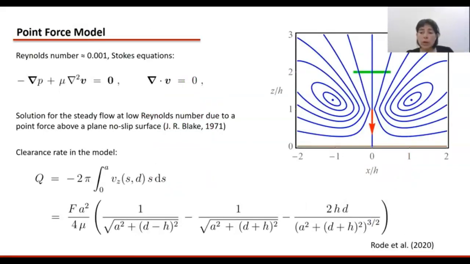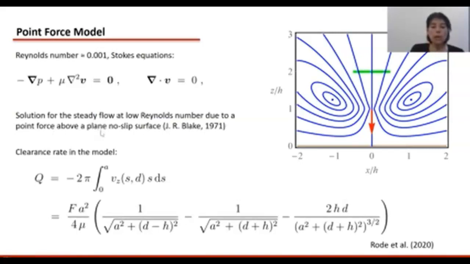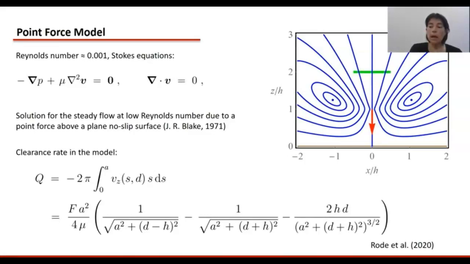And since we're working in a low Reynolds number regime, the governing equations are the Stokes equations for the momentum conservation and the mass conservation, from which Blake derived a solution for a flow due to a point force in the presence of a wall. And then Roth et al. also derived this last equation here to calculate the flow rate through the green disk, where F represents the action of the flagellum here, A is the radius of the disk, D is the height of the disk, and H is the height of the force.